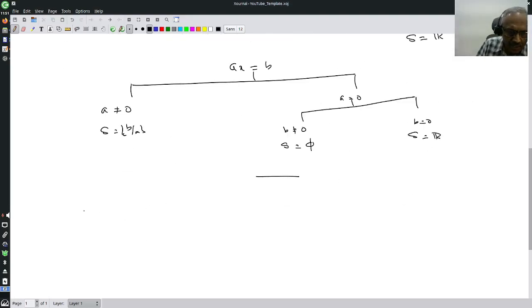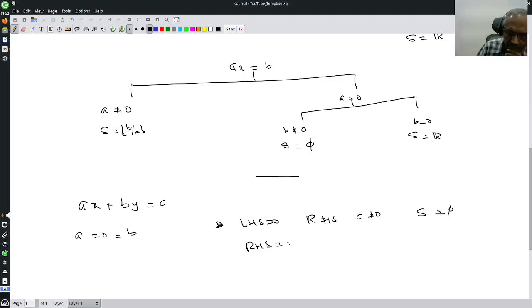Now let's look at a single equation in two variables, ax plus by equal to c. Again, you can ask for various things. If all the coefficients are 0, that is, a equal to 0 equal to b, then the left-hand side is 0. So if the right-hand side, namely c, is not equal to 0, then the solution set is empty. If the right-hand side c is 0, then the solution set is R2.